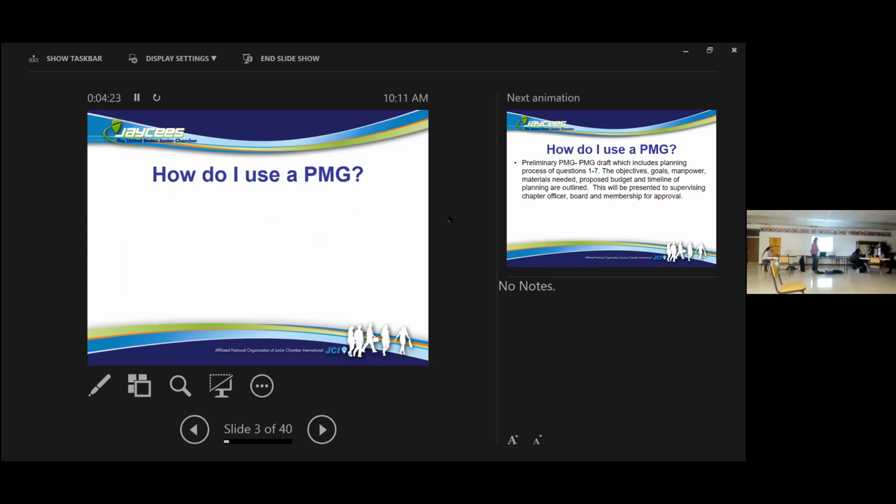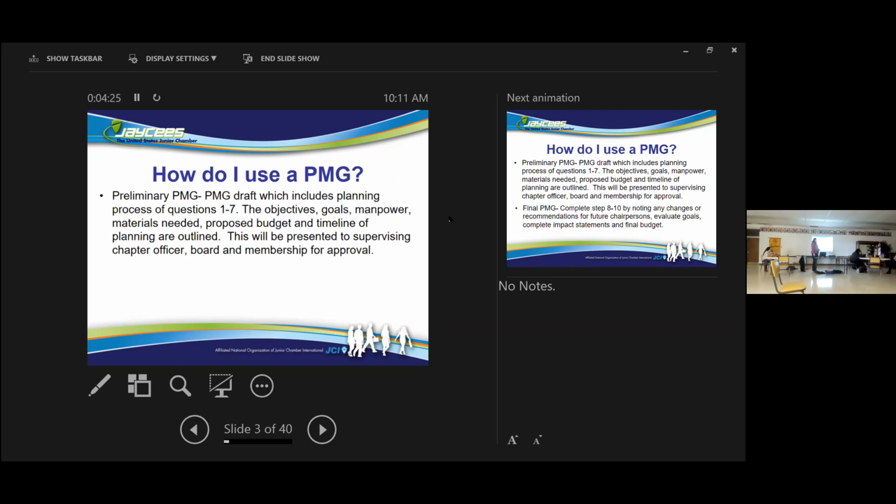So how do I use it? Before your project begins, there's a set of questions that's basically the who, what, when, how, and why. That is what you present to your board of directors or your general membership for approval, so they know what the event is, what the intent is, and how you are going to use the money. It gives them a snapshot of what's going to happen.